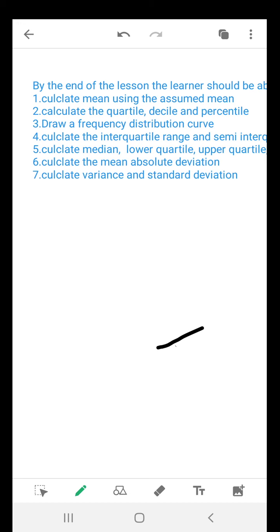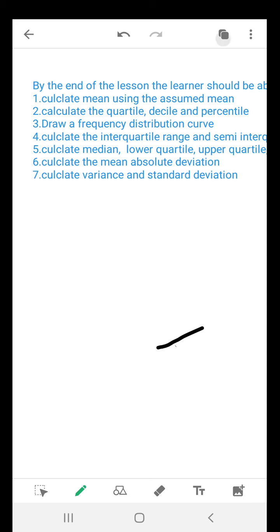Then we can calculate what we call the semi-interquartile range and the interquartile range of this data. Then the other thing, you should be able to draw a cumulative frequency table and curve, also called an ogive curve. Then you use that ogive curve to get the median, the lower quartile, the upper quartile, the percentiles, and the deciles. Then from there we shall also look at the measures of dispersion, where we will calculate the mean absolute deviation, the variance, and the standard deviation, also called the root mean square deviation.